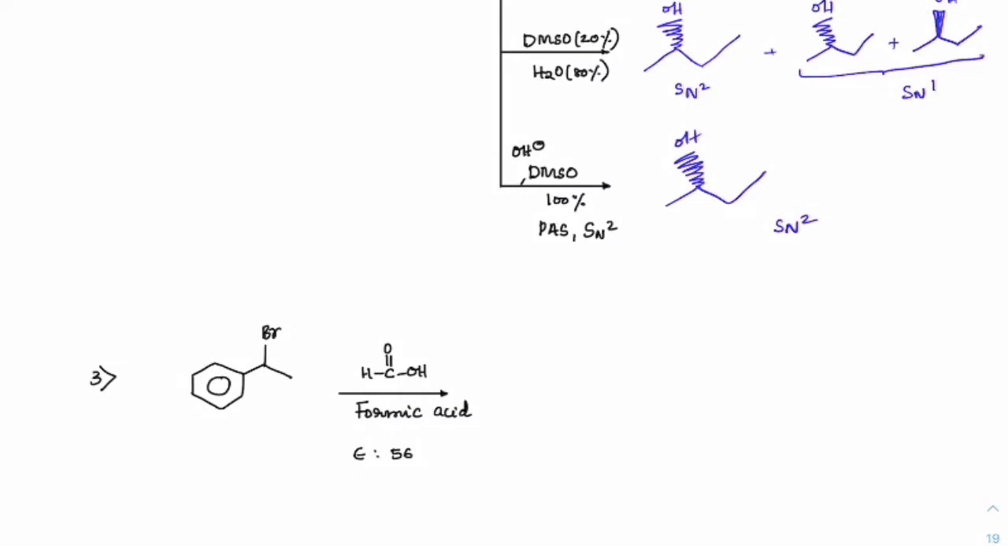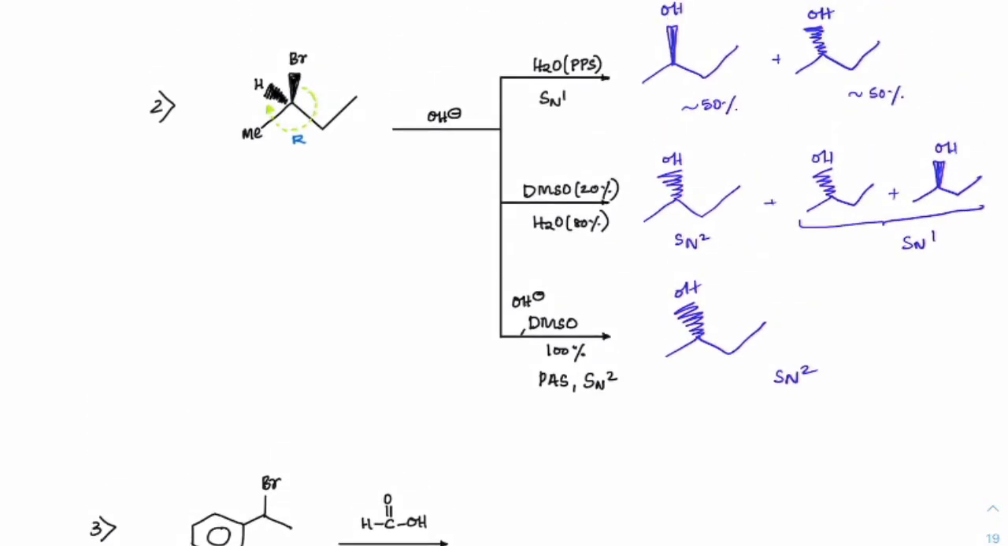Sir, for DMSO 80 and H2O 20 also, SN1 is major? Yes, beta. Major is SN1. As long as the nucleophile is weak, major is SN1 at the secondary position. Okay.